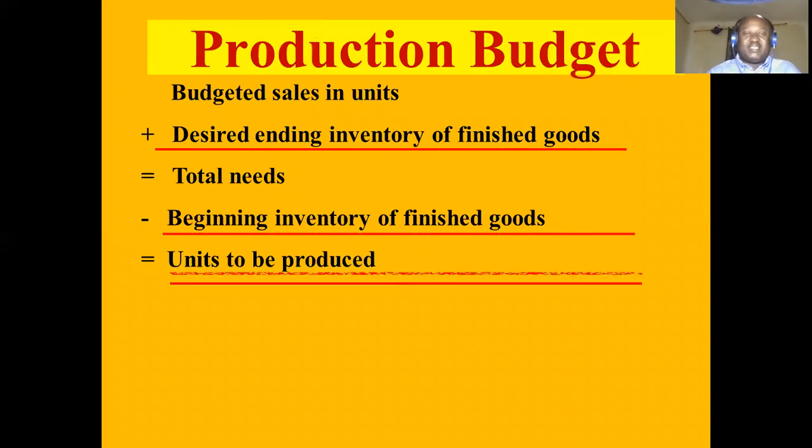Our production budget, we get the budgeted sales units. We add desired ending inventory or the closing inventory stock of finished goods. We shall get total needs. After getting the total needs, we subtract the beginning inventory of finished goods. The result will be units to be produced. So this is the target we are looking at.